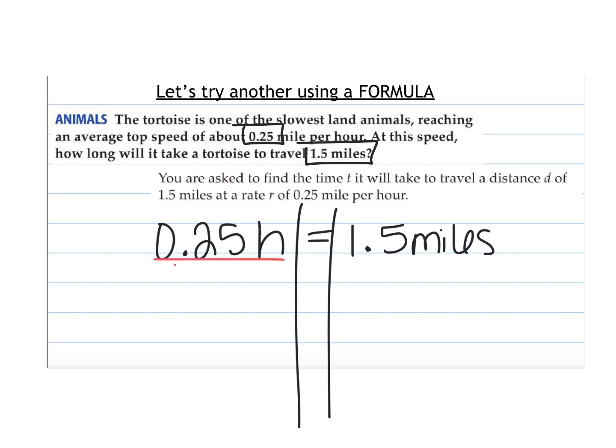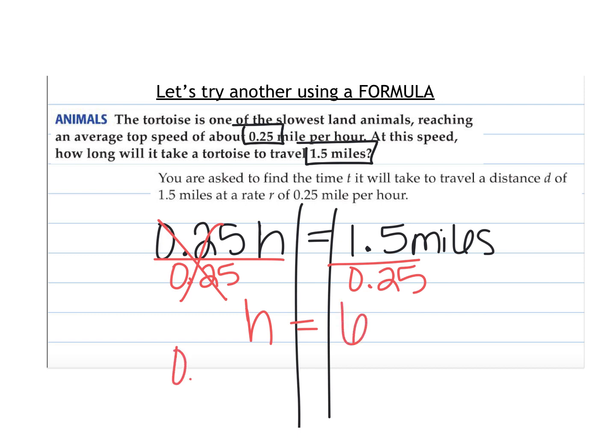So we're going to divide both sides by 0.25. My answer is going to be greater than 1.5 because remember, for every hour the tortoise is only going 1/4 mile. So it has to go 4 hours just to get 1 mile. So that cancels, and then we do 1.5 divided by 0.25, and we get 6.